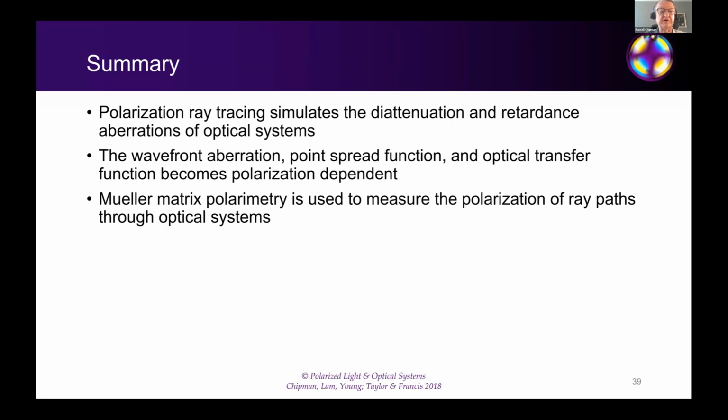But in summary, polarization ray tracing simulates the diattenuation and retardance aberrations of optical systems. The wavefront aberration function, the point spread function, the optical transfer function all become polarization dependent. And we use Mueller matrix polarimetry, among other polarization tests, to measure the polarization of ray paths through optical systems to confirm that we have reasonable models, or that we're building the system that we need to build.